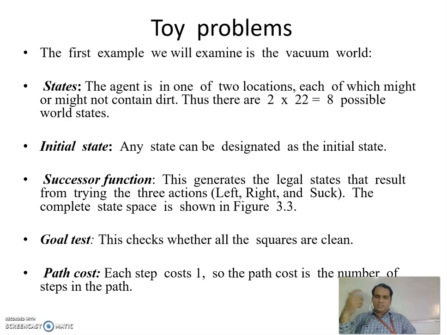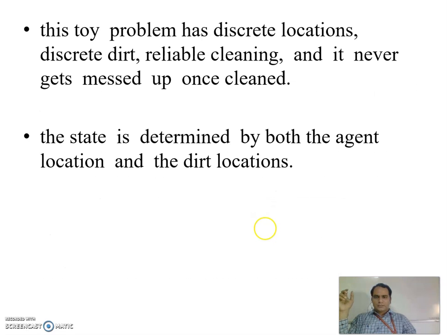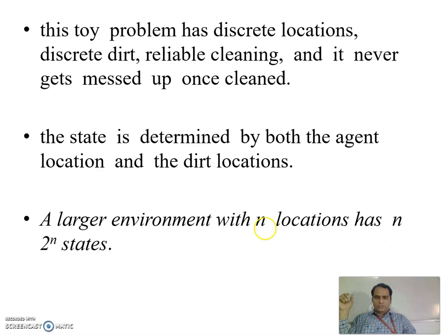For the initial state, any state can be designated as the initial state. The agent is in one of 2 locations, each of which might or might not contain dirt. Thus there are 2 to the power of 2 times 2, which is actually 8 possible world states. We have a successor function which generates the legal states that result from trying the 3 actions: left, right and suck. The goal state would be clean. We can give path cost as step cost, each step costing 1. They have discrete locations. Further, a larger one with n locations has 2 times n to the power of 2 states.